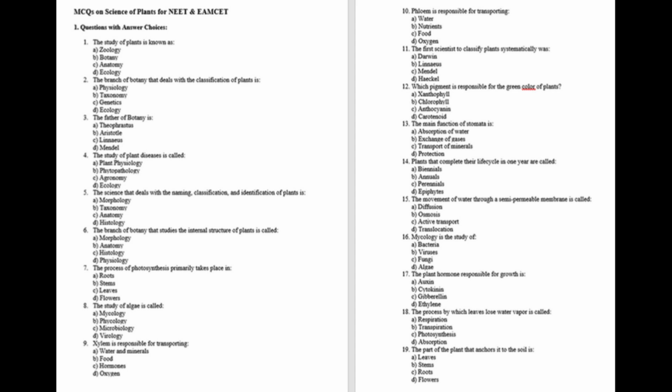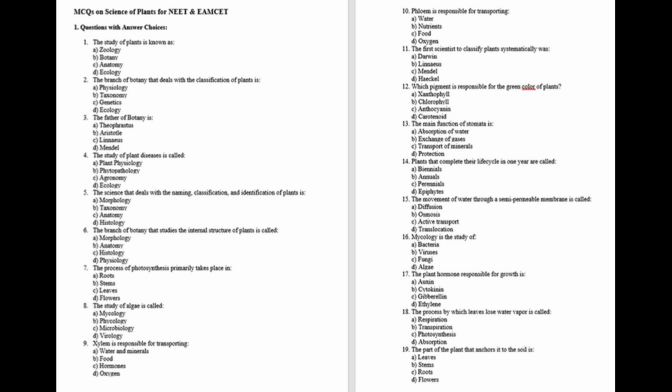Plants that complete their life cycle in 1 year are called A. Biennials, B. Annuals, C. Perennials, D. Epiphytes. The movement of water through a semi-permeable membrane is called A. Diffusion, B. Osmosis, C. Active transport, D. Translocation. Mycology is the study of A. Bacteria, B. Viruses, C. Fungi, D.